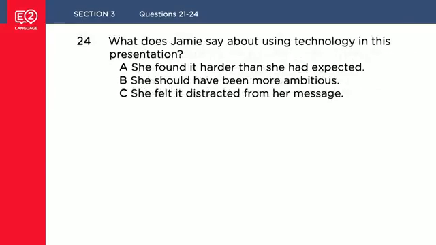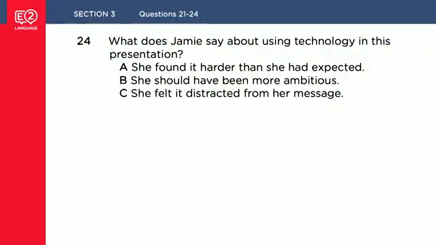For question 24, I'm going to show you the script and the correct answer, but this time I want you to tell me why that answer is correct and what the two distractors are in the script. Pop it in the comments below. 24, what does Jamie say about using technology in this presentation? A, she found it harder than she'd expected; B, she should have been more ambitious; or C, she felt it distracted from her message. Really key words in the question here are this presentation, because Jamie talks about a presentation she did before for history and compares it to this presentation.